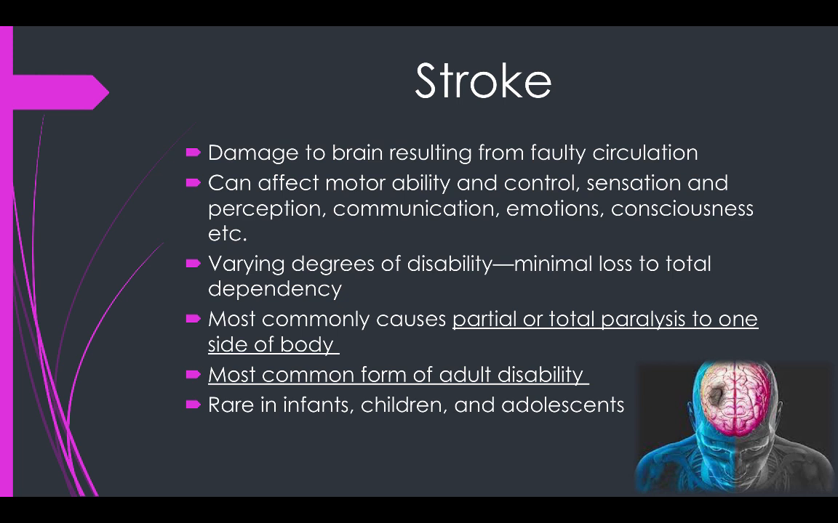Most common effects of stroke are partial or total paralysis on one side of the body, based upon what part of the brain was impacted. It is one of the most common forms of adult disability impacting Americans today, and it's pretty rarely seen in infants, children, and adolescents.